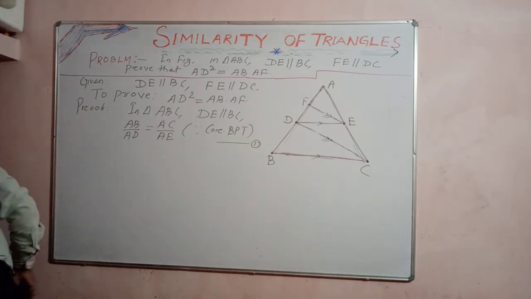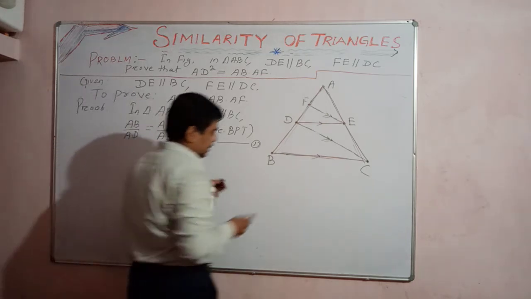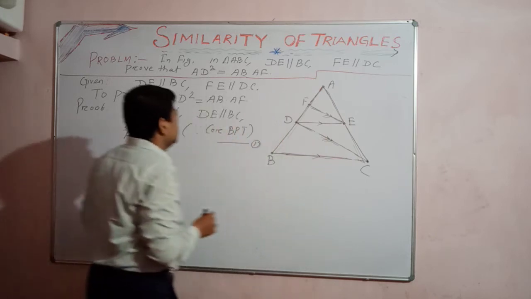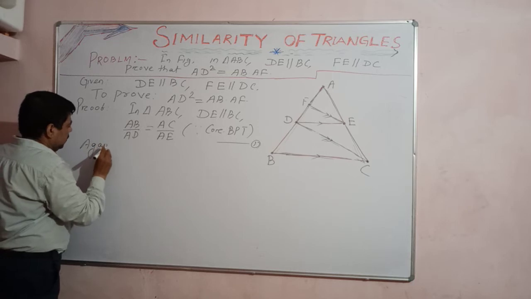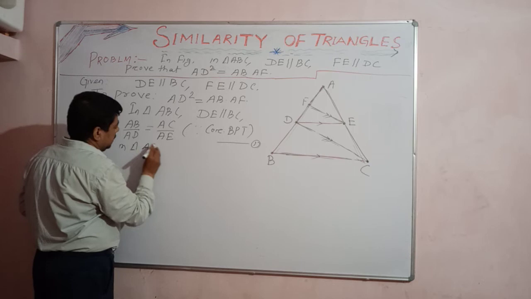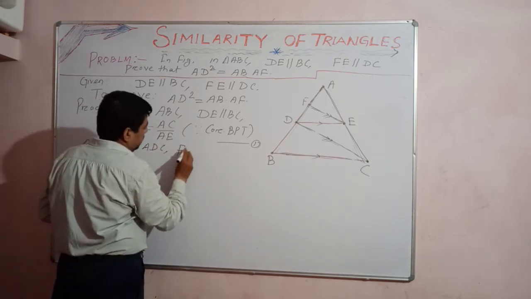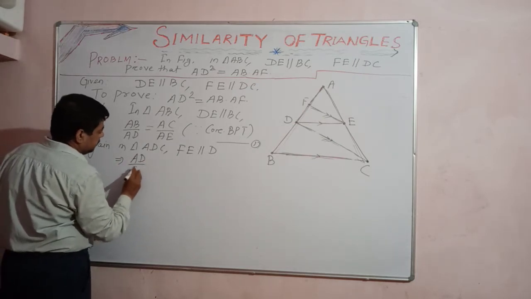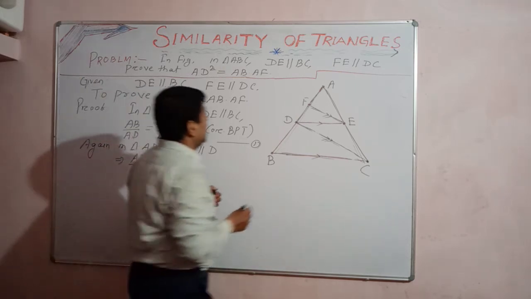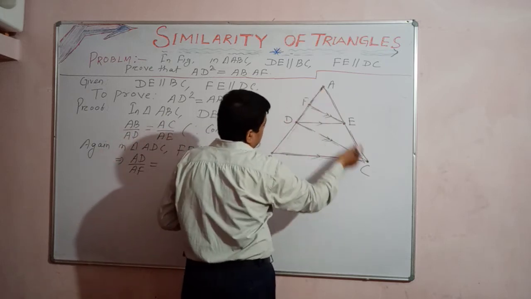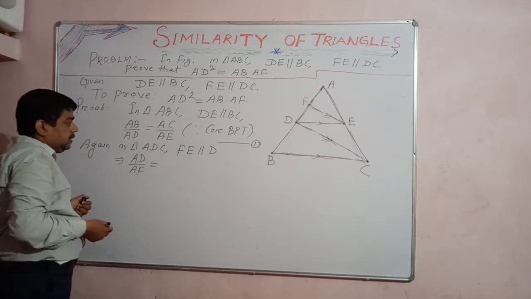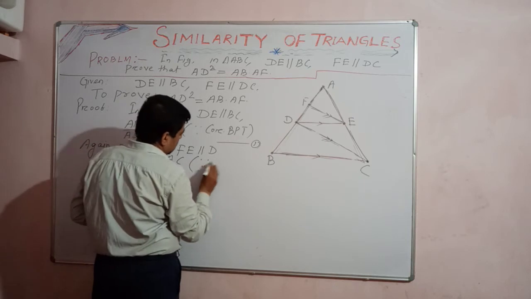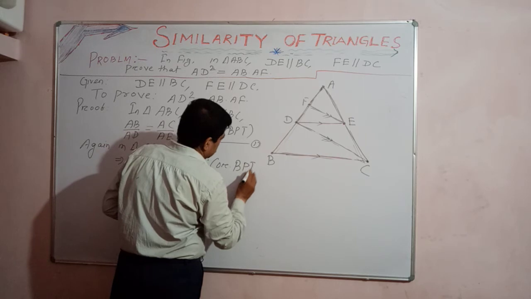Similarly, in another triangle, ADC, AE is parallel to DC, which is also given. Again in triangle ADC, what is given? AE parallel to DC. And similarly, you can use AD upon AF. What is AD upon AF? It is AC upon AE. Yes. AD upon AF is equal to AC upon AE, and this is also the corollary of the basic proportional theorem. This is point number 2.